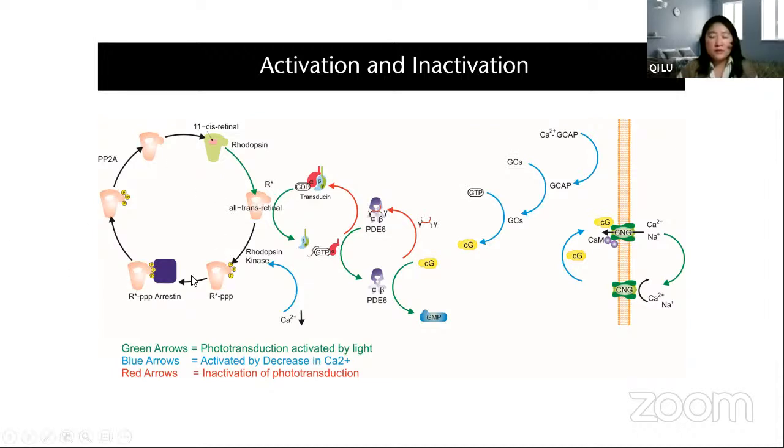So after we take a look at this cycle, the second cycle, and the calcium cycle, then we see that green arrow: the light will cause rhodopsin to become rhodopsin star, and transducin alpha will dissociate and activate PDE6, and PDE6 will start to hydrolyze cyclic GMP with the light activation, and the cyclic GMP concentration will be decreased by light, and the intracellular calcium concentration will be decreased by light. Then we go back to see the blue arrow.